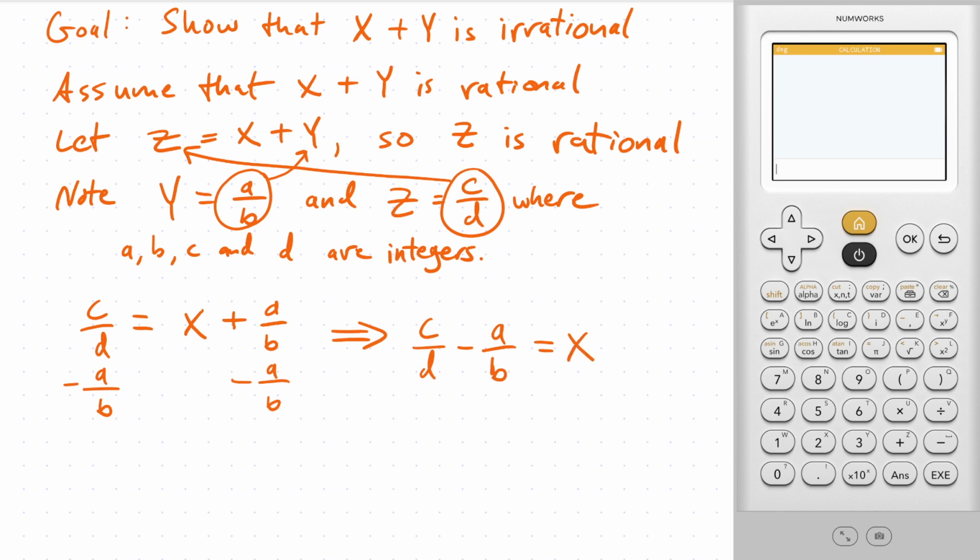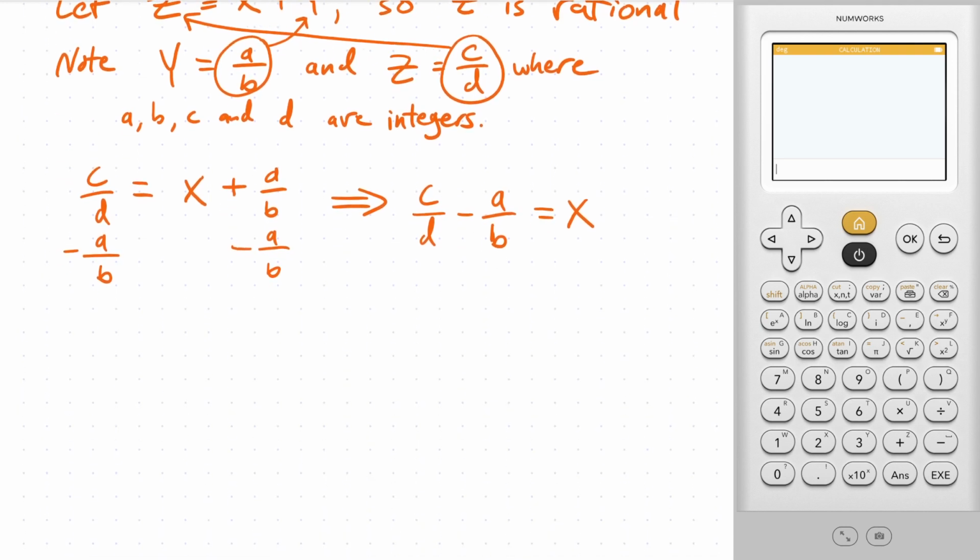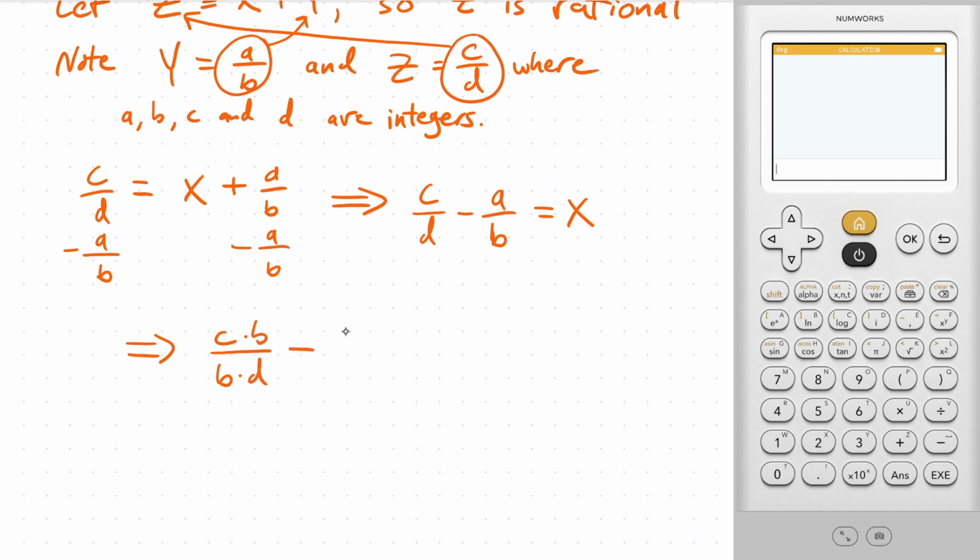Now what I'm going to do is multiply the top and bottom of the first fraction by b, and the top and bottom of the second fraction by d. So our next step is as follows: c times b divided by b times d, minus a times d over b times d.